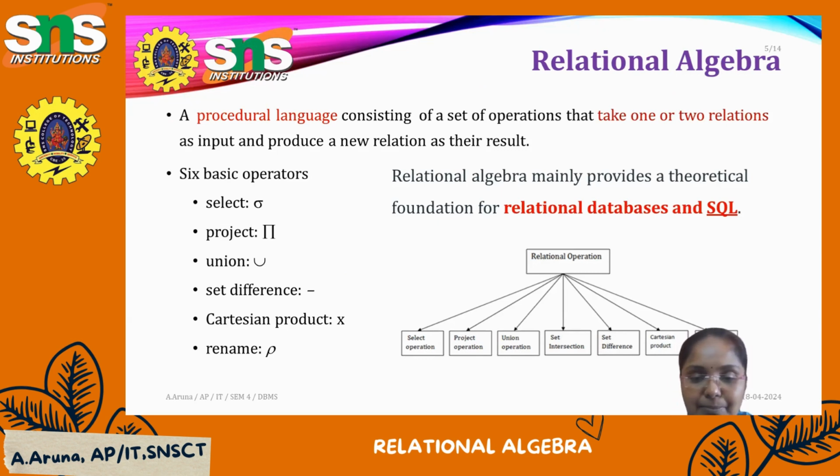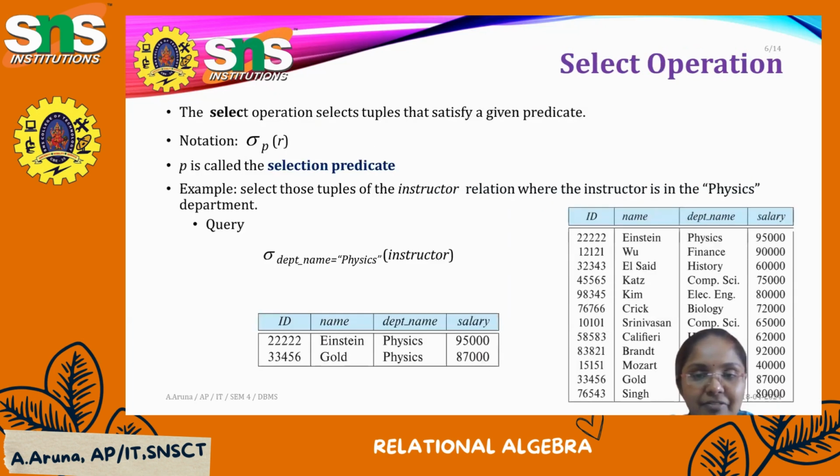It has six basic operators: select, project, union, set difference, Cartesian product, and rename. These are the basic operations of relational algebra. First, we're going to see the select operation. So what do you mean by select?